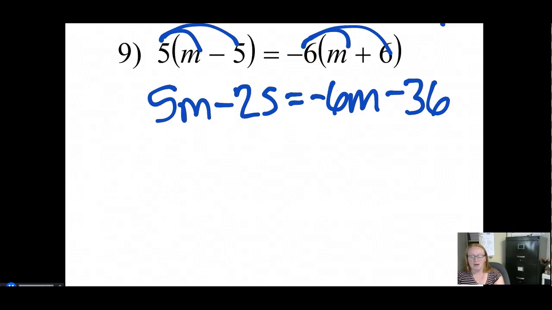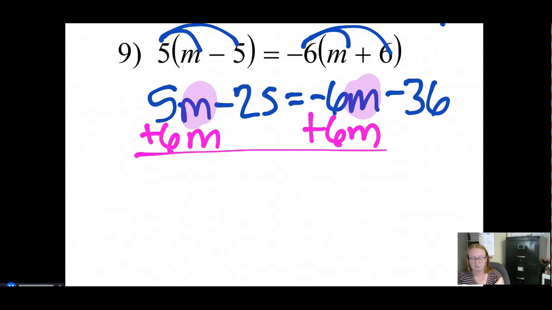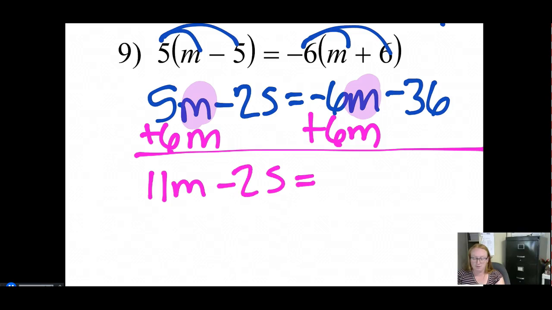I'm trying to get the m's by itself. Right now I have m's on two different sides. I'm attempting to put them on the same side. The one I am going to move is the negative one so that I can make it positive. I'm always looking to keep it as simple on myself math-wise as possible. So I get 5m plus 6m makes 11m's minus 25 equals negative 36.